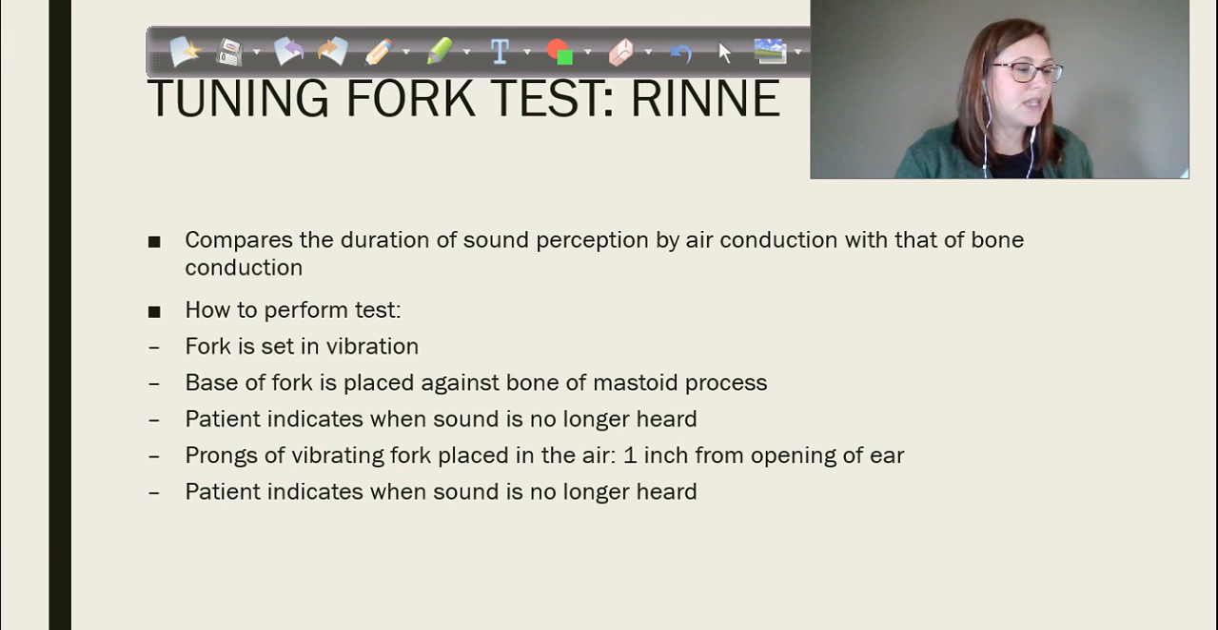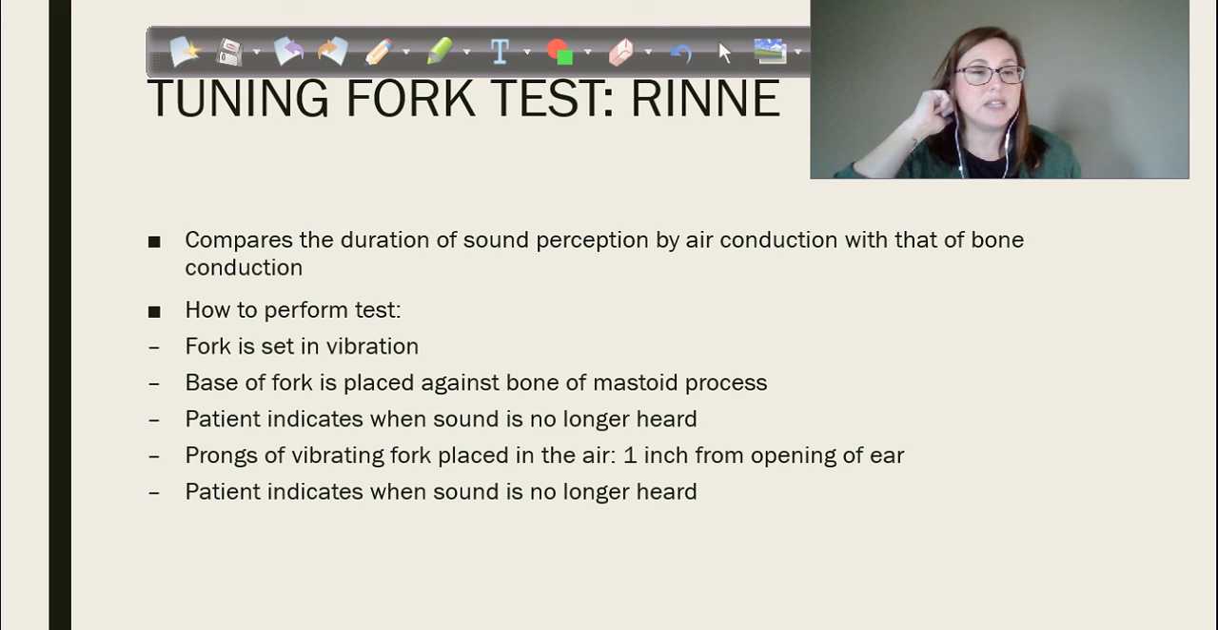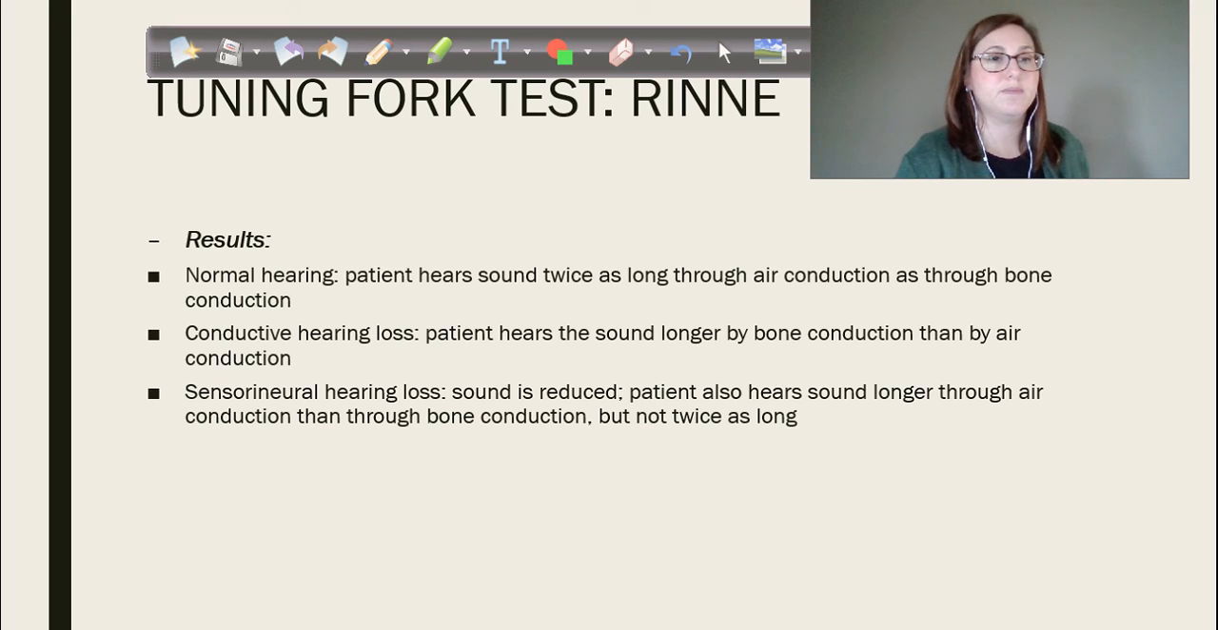And then the patient indicates when the sound is no longer heard. So that mastoid process is behind the ear, if you remember that. And that's where the base of the tuning fork is placed, and then the patient indicates when they can't hear the sound. But the prongs of the vibrating fork are placed in the air. It's 1 inch from the opening of the ear, and then the patient indicates when the sound is no longer heard.